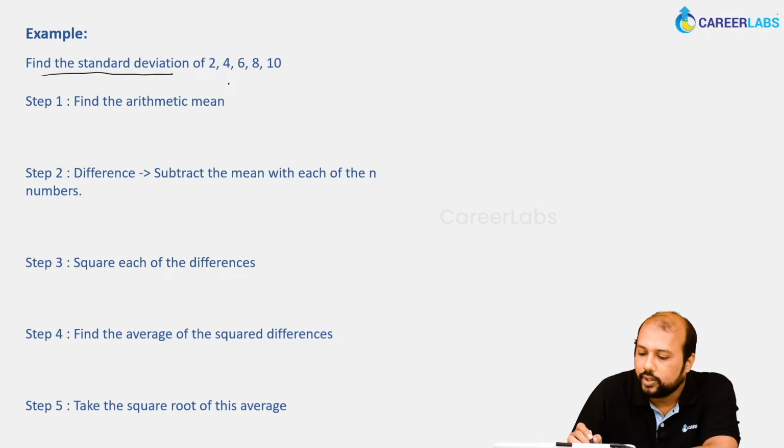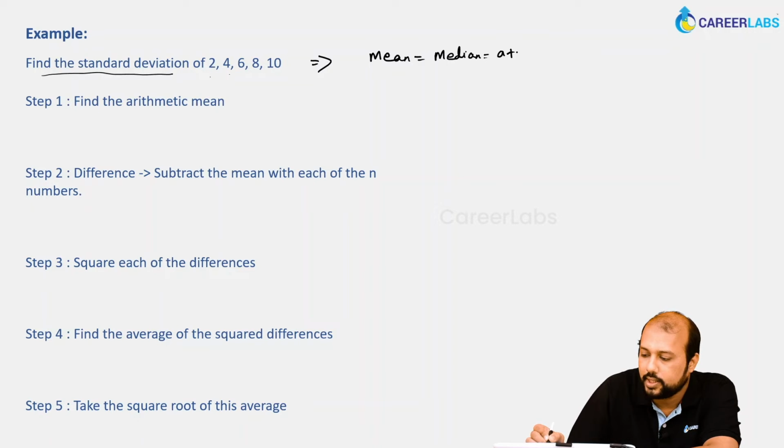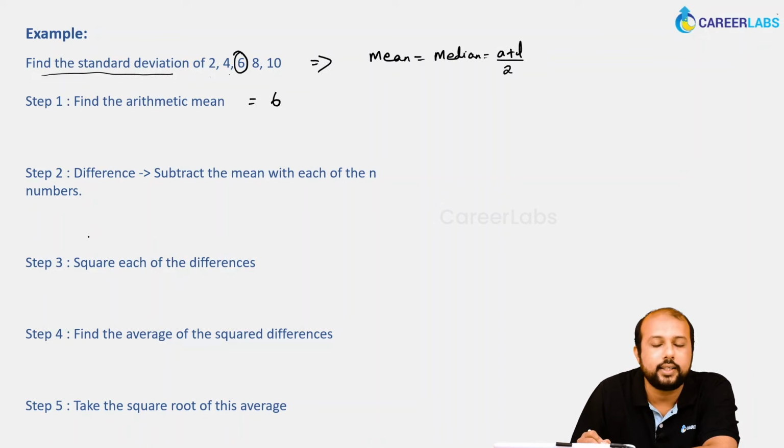Now in this case here 2, 4, 6, 8, 10, we know if it is an equally spaced list, mean will be equivalent to the median, and in fact the average of the first and the last element, a plus l by 2. So here in this case the median is 6, so the average is also 6, so that's done. Second step, finding the difference. Subtract the mean with each of the n numbers.